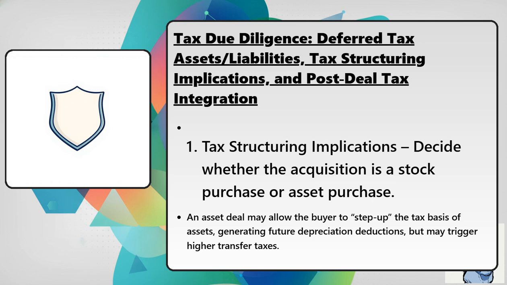Tax structuring implications: decide whether the acquisition is a stock purchase or asset purchase. An asset deal may allow the buyer to step up the tax basis of assets, generating future depreciation deductions, but may trigger higher transfer taxes.